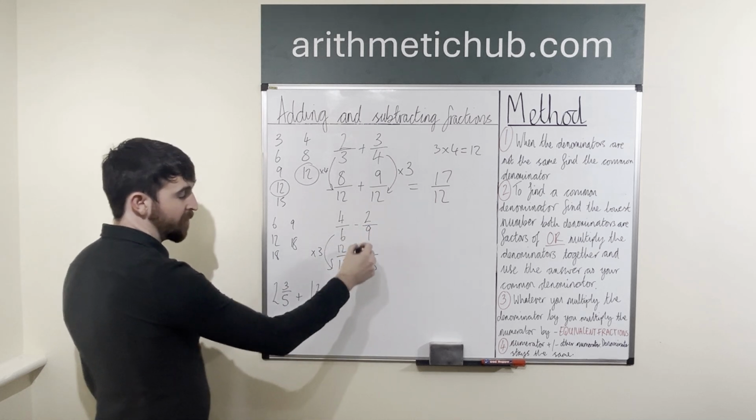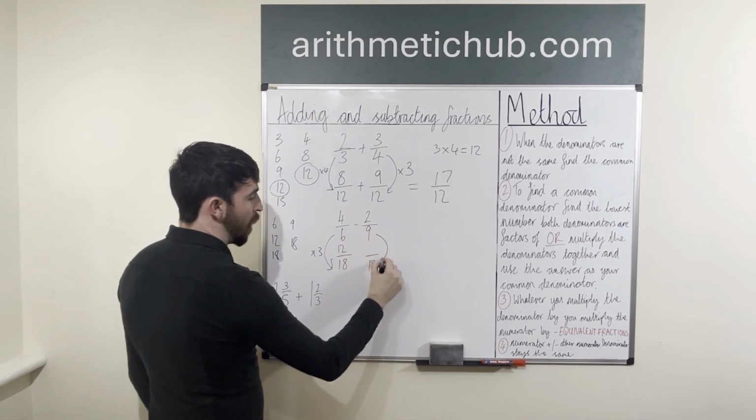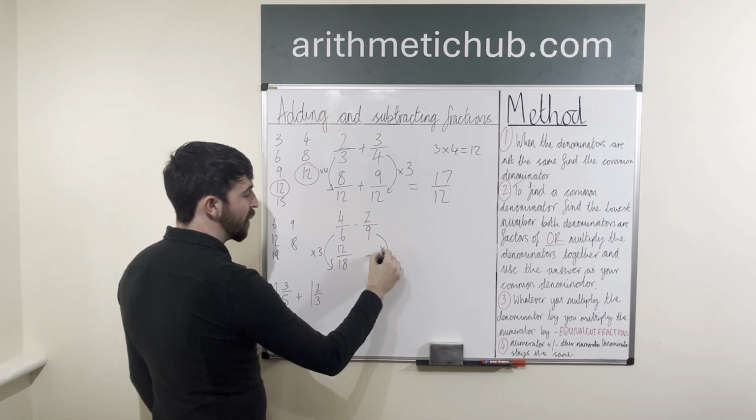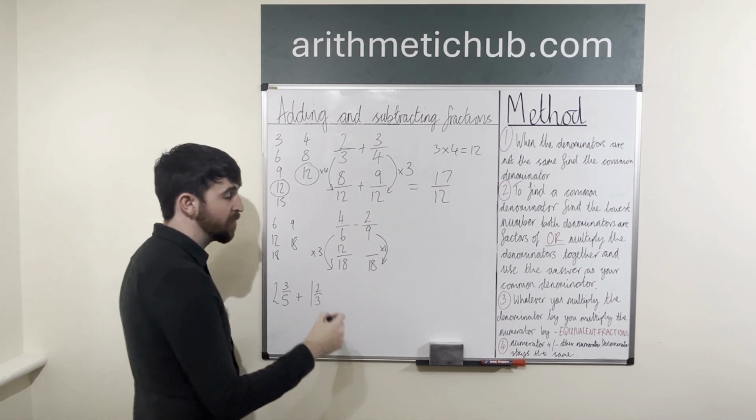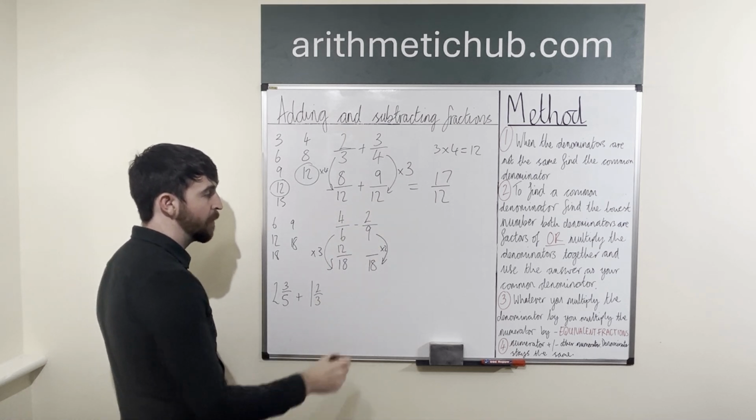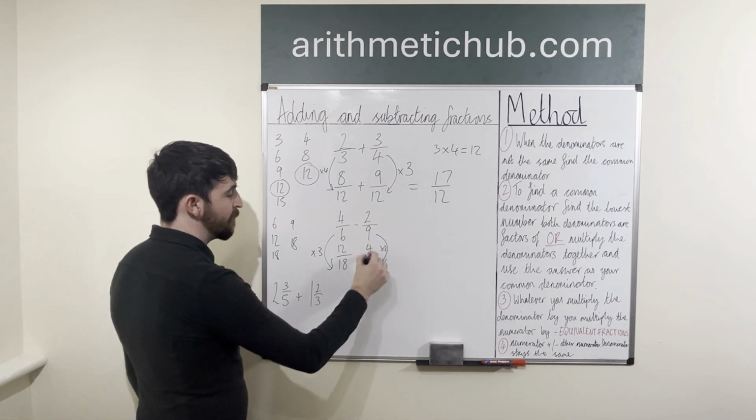Then on this side, I would do exactly the same thing. So, what have I multiplied 9 by to get to 18? Well, I've multiplied it by 2. 9 times 2 is going to give me 18. So I need to do the same to my numerator as I did to my denominator. 2 times 2 is going to give me 4.